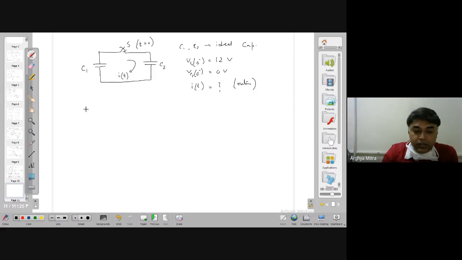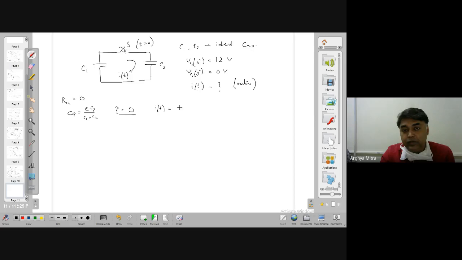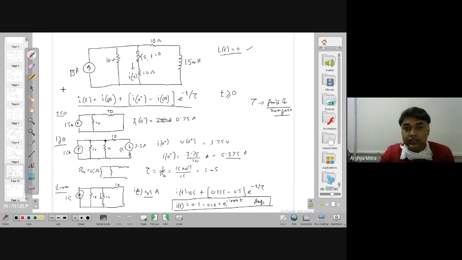So you see that find out RTH. You don't have RTH, and you have C equivalent, C1 C2 divided by C1 plus C2. So your tau is what? Tau is 0. So you cannot apply that I of t is equal to that equation. The previous equation cannot be applied for this case.